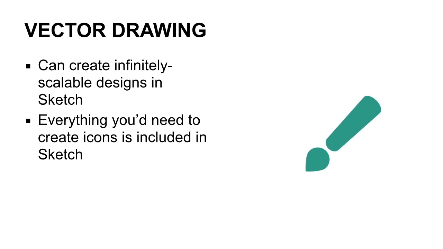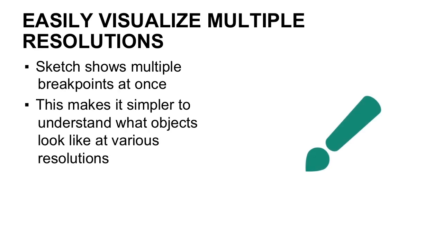Sketch also has vector support, so I'm able to do a lot of the tasks that I normally do inside Illustrator directly in Sketch. I can create infinitely scalable designs, and I also have everything that I need to create an icon built directly into the app. Sketch also makes it simple to design for multiple resolutions. I can have all of my main breakpoints on the site that I'm making up at one time to compare how my design looks at each size.